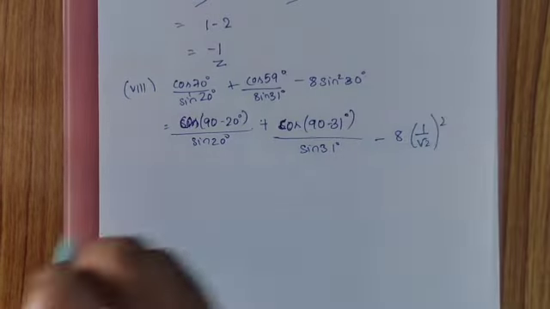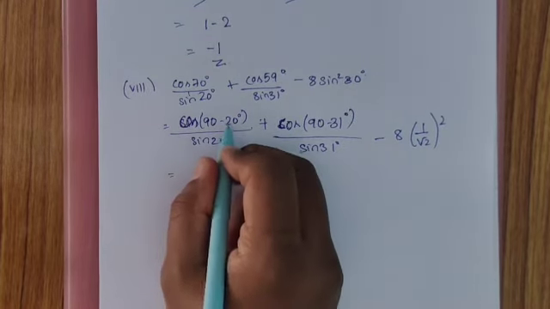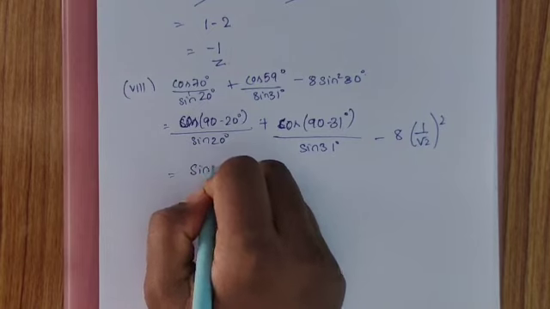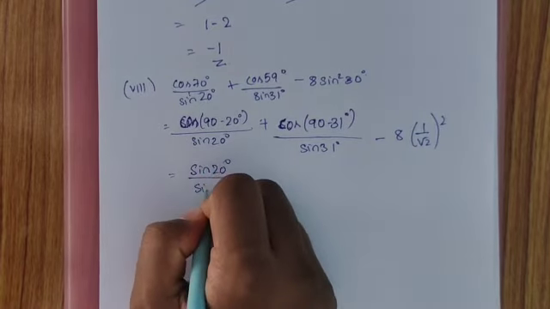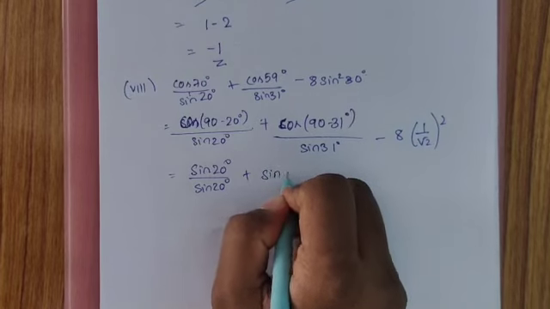Now cos of (90 minus theta) can be changed as sin theta, so sin 20 degree dividing by sin 20 degree, plus cos of (90 minus theta) can be changed as sin theta.